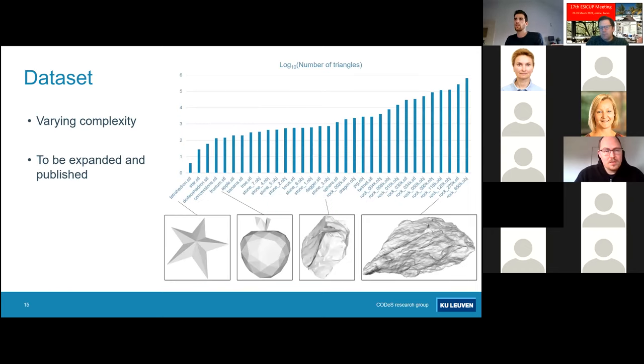In order to test our approach, we created a data set with objects that vary in complexity from very small meshes like this star on the left to extremely large objects with hundreds of thousands of triangles. So that we have a varying data set to test our approach in different situations.